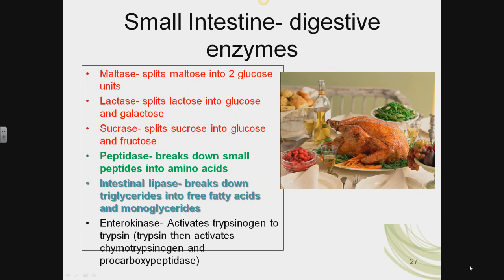Lastly, and this is really important, there is an enzyme called enterokinase. The job of this enzyme is to activate pancreatic enzymes, most notably trypsinogen, into active trypsin. Once trypsin has been formed, it can then activate its cousin enzymes also secreted by the pancreas. These enzymes include chymotrypsinogen and procarboxypeptidase. I will discuss these enzymes in just a little bit.